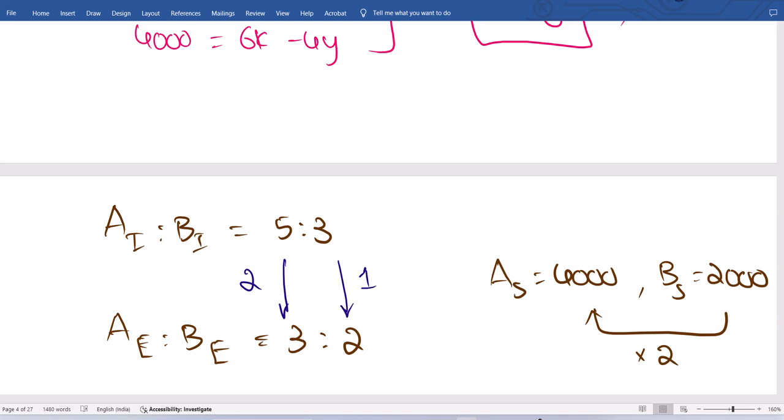We need A's saving to be double B's. Here the ratio difference is also double, which means it is matching. Now listen, here 1 represents 2000. This 1 is related to B, right? In the ratio, 1 means 2000. In the ratio, 5 means 10,000.